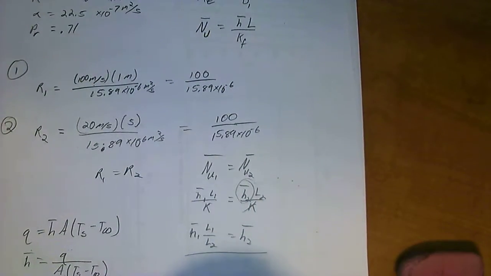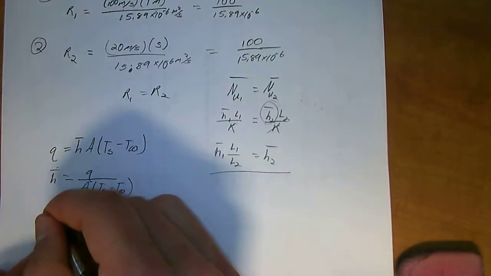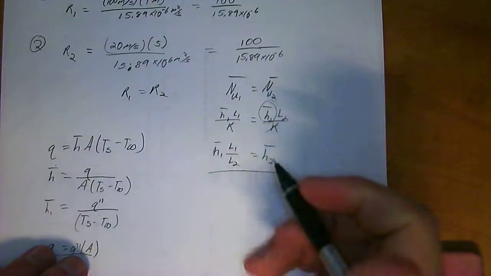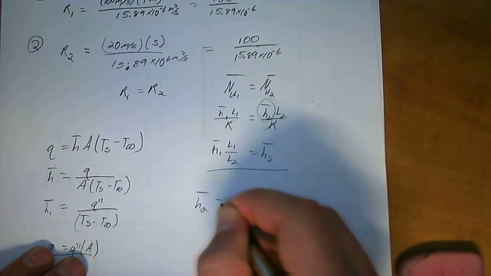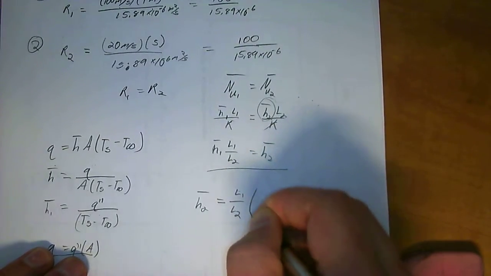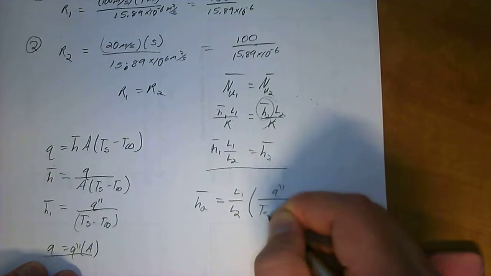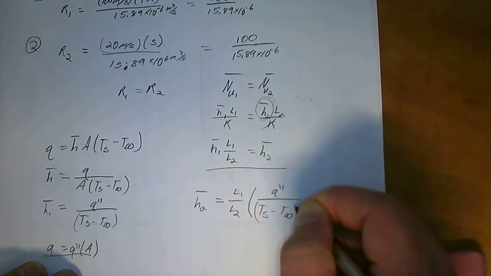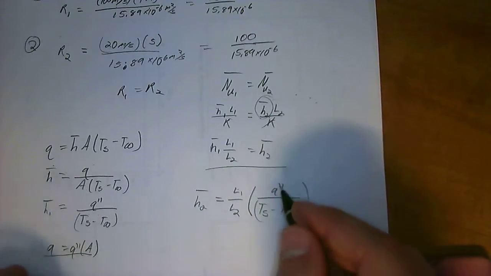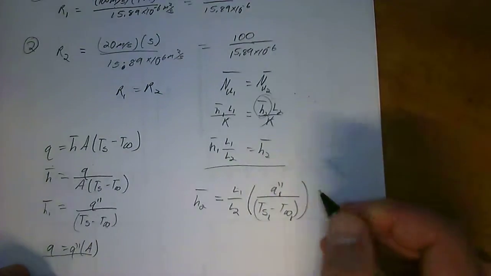So now what we can do is set this one up for h1 bar. And if we solve that, then we'll get h2 bar is equal to L1 over L2 times Q flux over Ts minus T infinity. And the surface and the T infinity are the same for both of them, but this would actually be a relation of 1. So we'll say Q1 and 1, just like that.